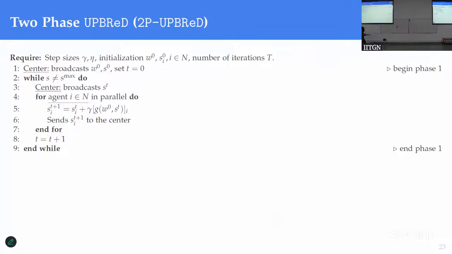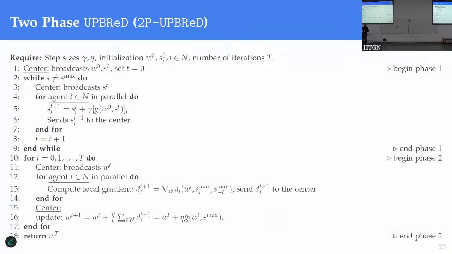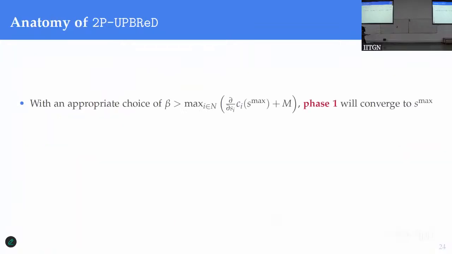And so after phase 1, when we reach that S max, then phase 2 is just Fed average. We are just running at that S max. Agents are all contributing their data, and we are calculating their derivatives and sending them to the center, and it is trying to learn that W. So putting everything together, the appropriate choice of beta.